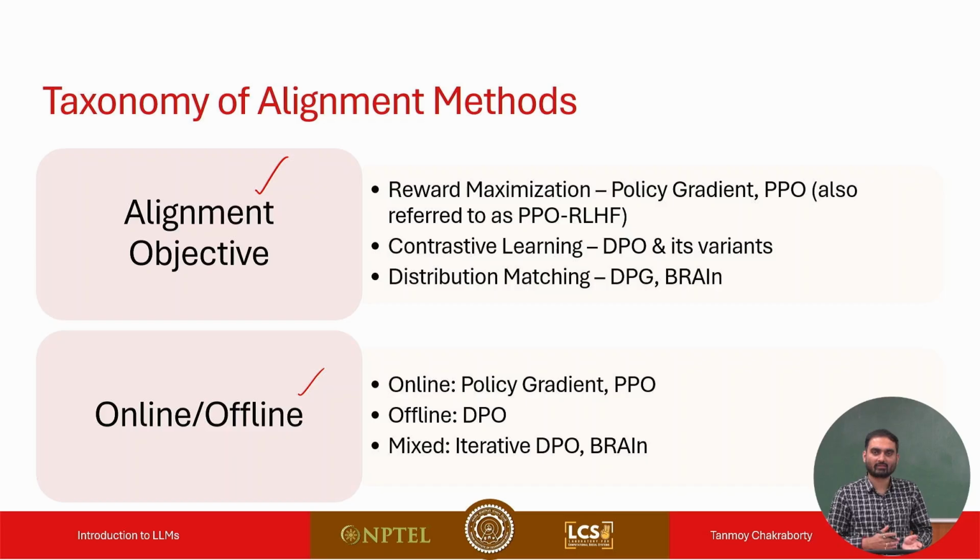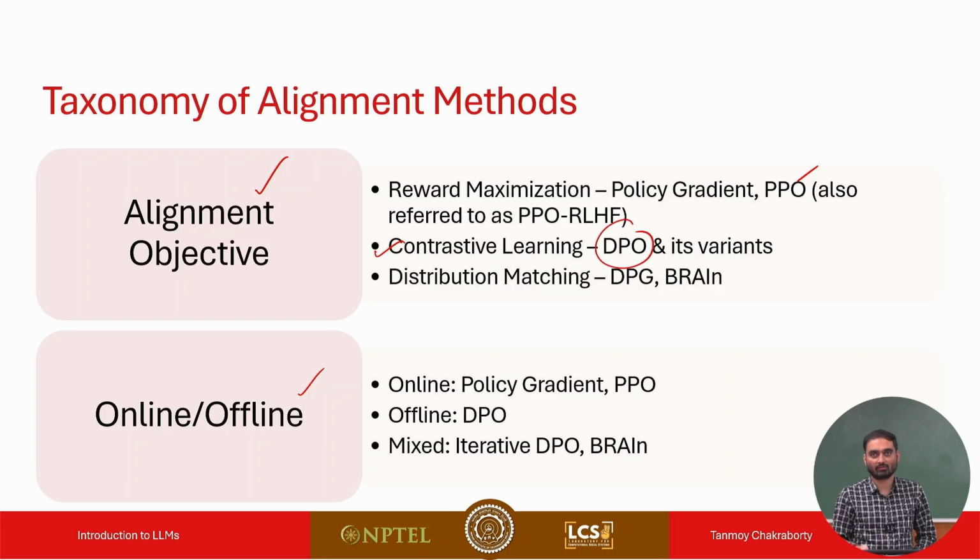But if we go with reward maximization, then we have methods like PPO, right? PPO, I mean, these days we call this RLHF PPO. And then we have another type of methods called contrastive learning, and DPO, the direct preference optimization, actually comes under some sort of contrastive learning, right? And DPO is actually an advanced version of PPO.